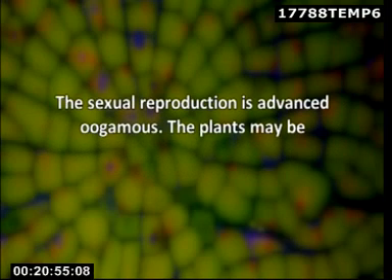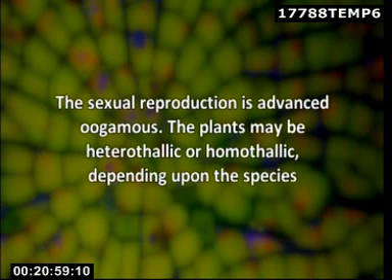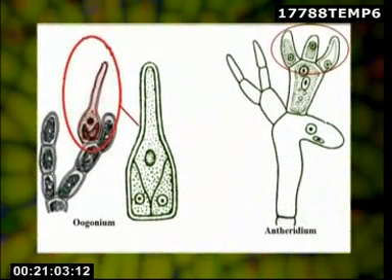Now we come to sexual reproduction in Coleochaete. The sexual reproduction is an advanced oogamous type. Here the plants may be heterothallic or homothallic depending upon the species. The female sex organs are called oogonia or carpogonia and the male reproductive organs are called antheridia.